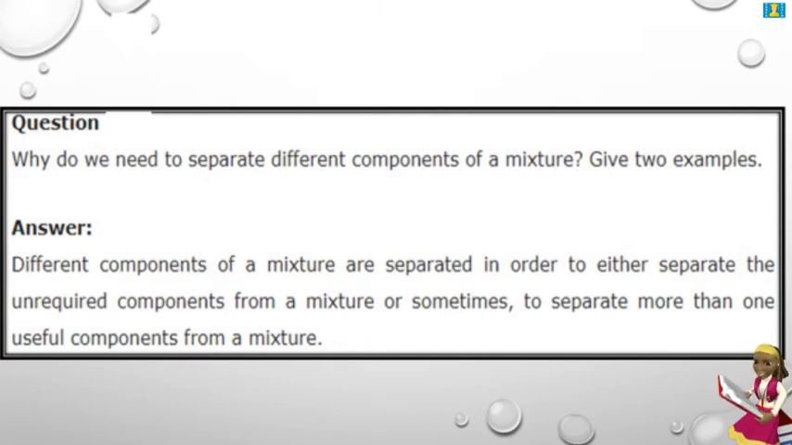Chapter 5, Separation of Substances. The first question is, why do we need to separate different components of a mixture? Give 2 examples. And the answer is, different components of a mixture are separated in order to either remove the unrequired components from a mixture or sometimes to separate more than one useful component from a mixture.